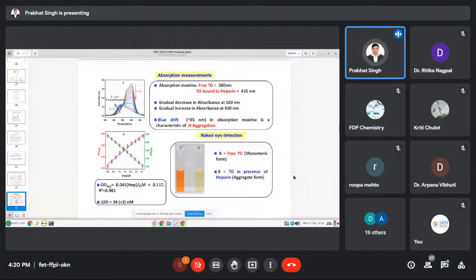Similar to thioflavin T, now we have a higher blue shift, and again, as I said, a blue shift in the absorption maxima is a characteristic of H aggregation. And if you look at the color change also, that tells you that you can possibly have naked eye detection here also. The naked eye detection has its own advantages. See, there is a term called resource-constrained conditions. You want to develop a method which has to operate in a village, where they do not have a lot of equipment, let us say a very small clinic and things like that.